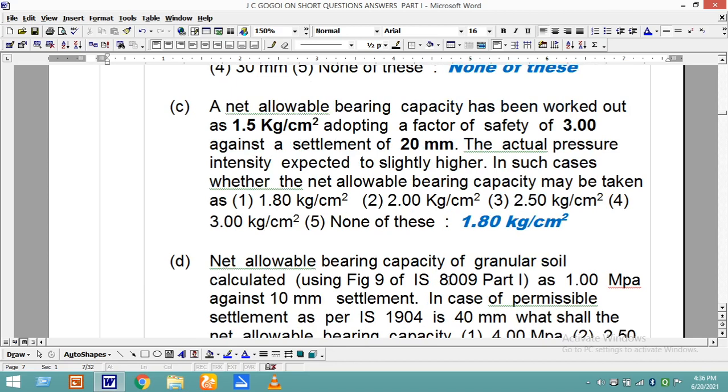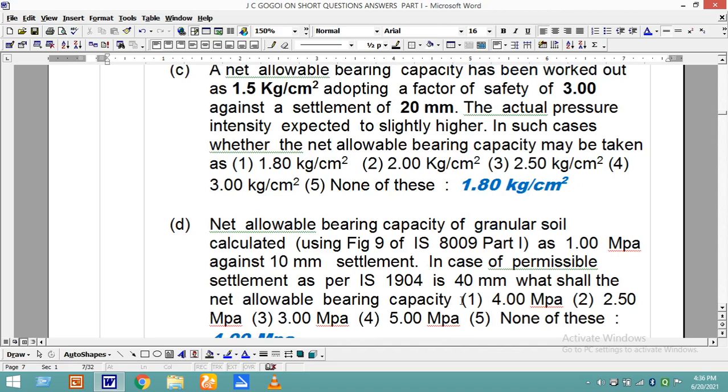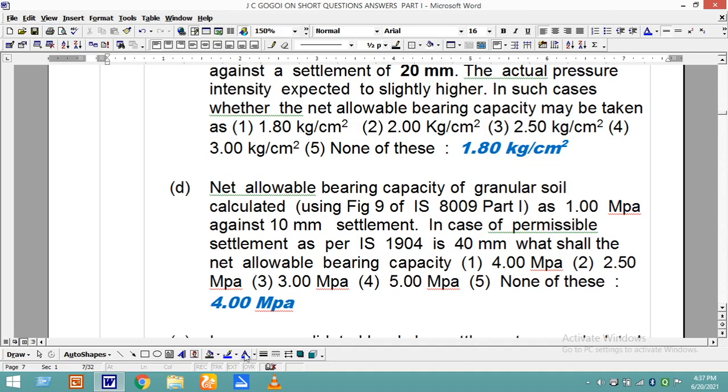Net allowable bearing capacity of granular soil calculated using figure 9 of IS 8009 part 1 is 1 MPa against a settlement of 10 millimeter. In case the permissible settlement as per IS 1904 is 40 millimeter, what shall be the net allowable bearing capacity? Is it 4 MPa, 2.5 MPa, 3 MPa, 5 MPa, or none of these? As per this code, since it is 1 MPa for a settlement of 10 millimeter and the permissible is 40, the correct answer will be 4 MPa.